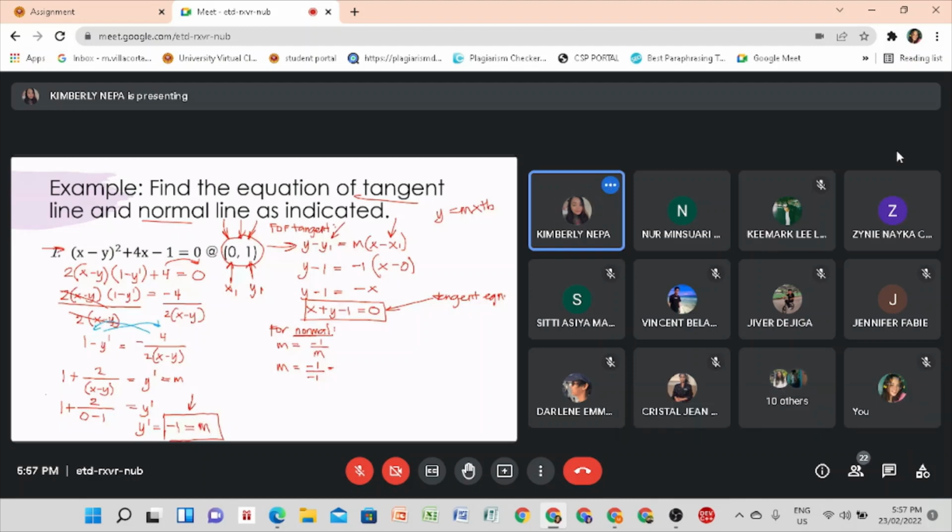Yes, Keymark. Wala po, ma'am. Napindot lang. Dili ko masugot. Charot.